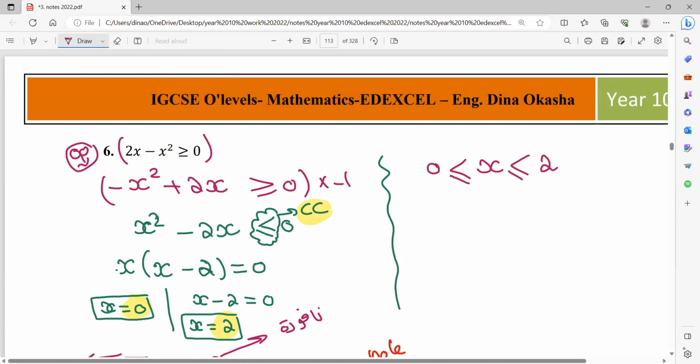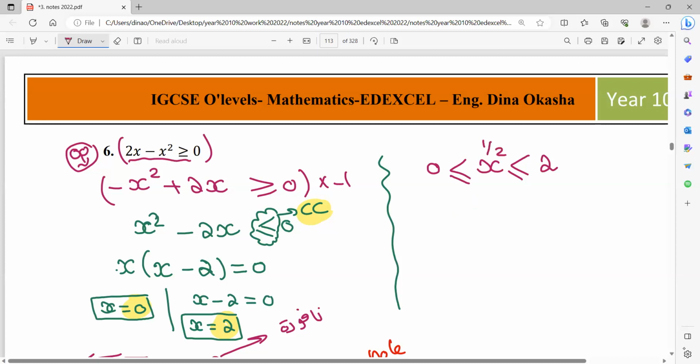Now let's check. Honestly, I'm doubtful now. Let's pick a number and satisfy over here. Pick 1, for example, and substitute in this inequality over here. 2 times 1 minus 1 squared. Of course 2 times 1 is 2, minus 1, which is 1. 1 is greater than or equal to 0. So my answer is correct. If you wish to choose another number, I still feel a bit anxious.